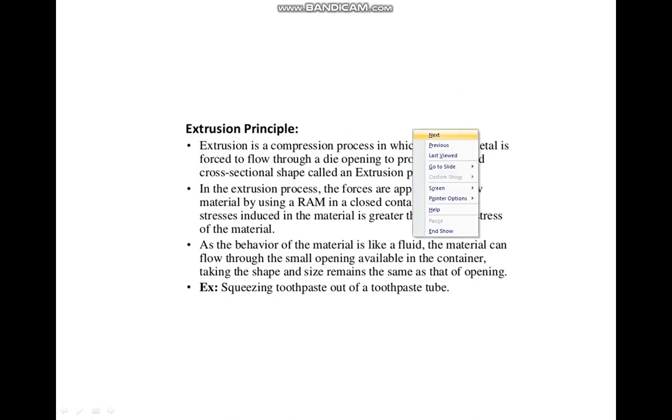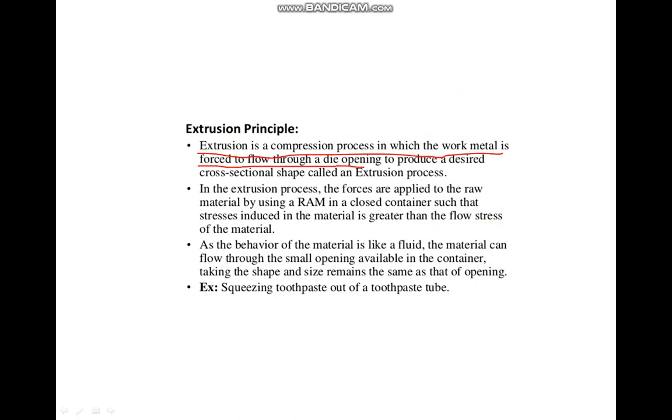So what is the principle of extrusion process? Extrusion is a compression process in which the work metal is forced to flow through the die opening to produce the desired cross-sectional shape. That is called as the extrusion process. So high compressive force is applied by means of ram on the work part, that is billet, and that billet starts to flow through the die opening and it will acquire the shape of the die opening. So that is the basic working principle of extrusion process.